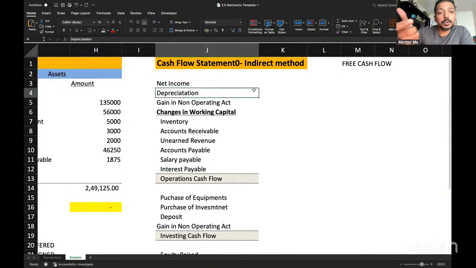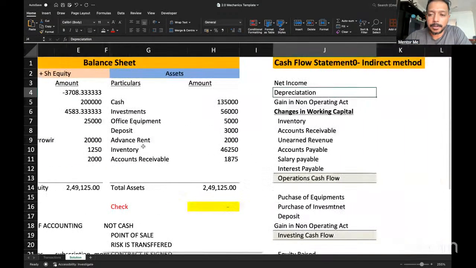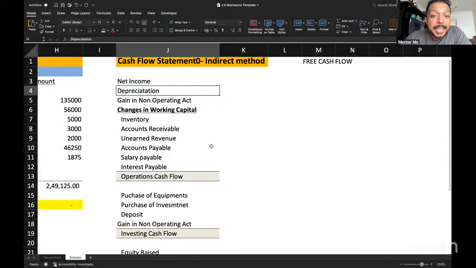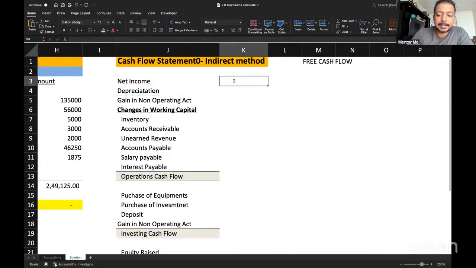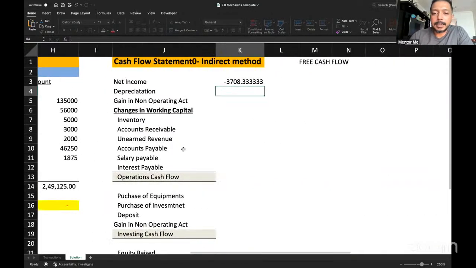Okay. So the idea is to use net income and do a reverse calculation by reducing cash, adding cash, whatever it is, and getting how much money we made at the operational level. See, at the operational level, revenue minus COGS minus advertisement expenses minus salary will give you some number for operating profit. But we are trying to find out cash. So let's link the net income first. We are starting with net income of minus 3708.